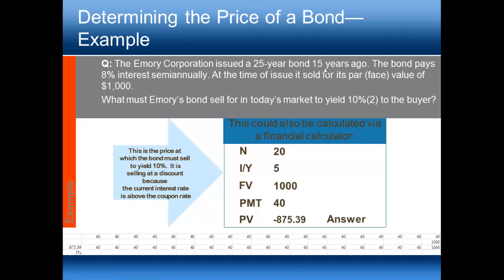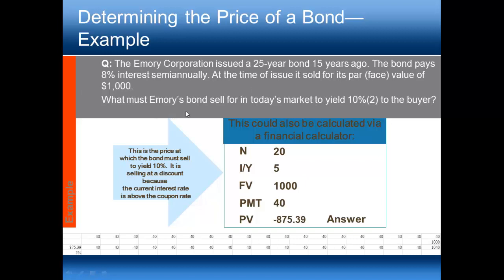So in our example, the corporation issued a 25-year bond 15 years ago. So there's 10 years left. Bonds, as I mentioned, will pay semi-annually. So 10 years, semi-annual, 20 periods. The bond pays 8% interest, semi-annually. So 4% per semester makes my payment down here $40. At the time it was sold for $1,000. In other words, you will be returned $1,000 in a lump sum at the end of the contract. That's what we have here.